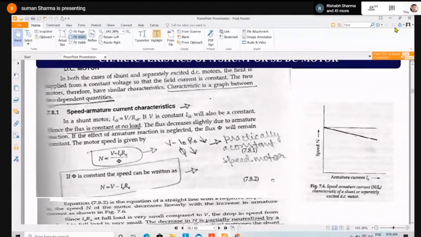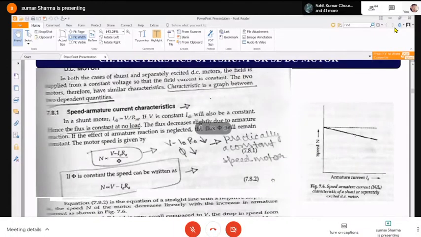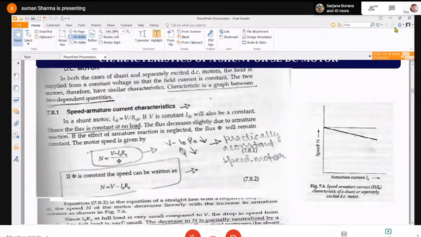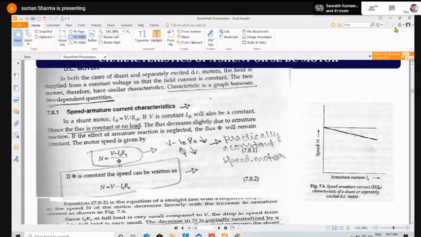Generated EMF equation is same as back EMF equation. What is E? E is equal to phi P N Z upon 60A. Phi is the flux, N is the speed. When E is proportional to N phi, we can write N as Eb upon phi. So we can write N as Eb upon phi, and from voltage equation we can write Eb as V minus IaRa.